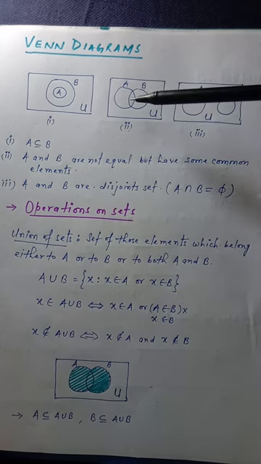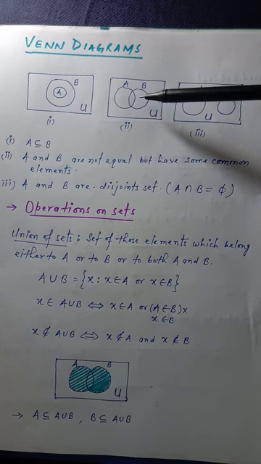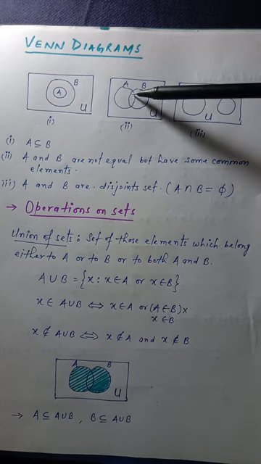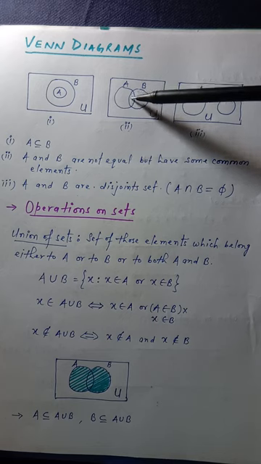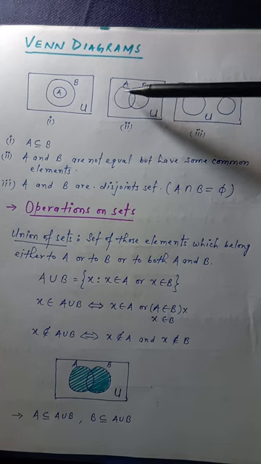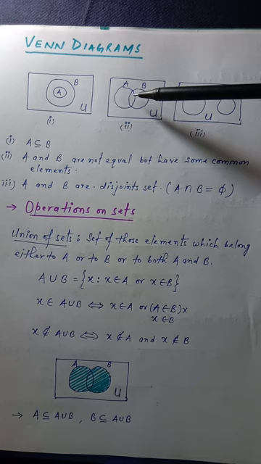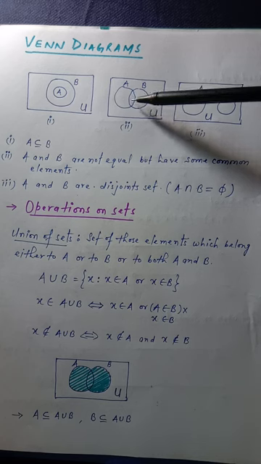In the second case, these are intersecting circles. So when they are intersecting, it means both circles are not equal. And we have some common elements also, because in this part there are some common elements which belong to A as well as to B. So this is actually the intersection part of two circles and it is known as the intersection of two sets.